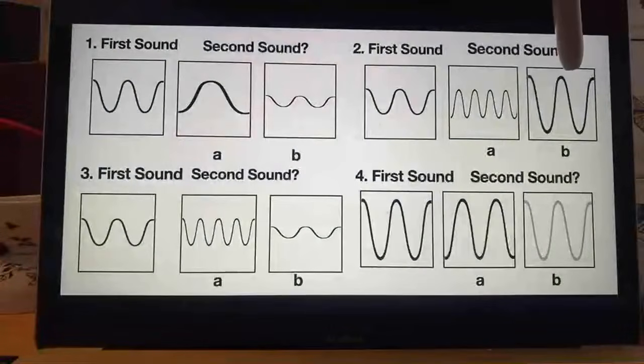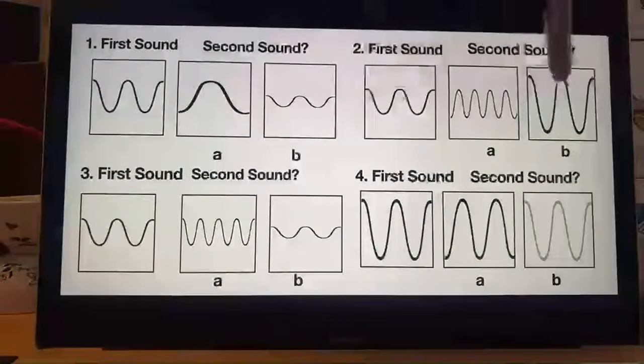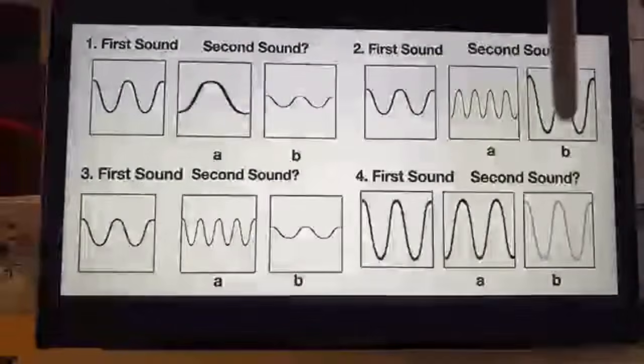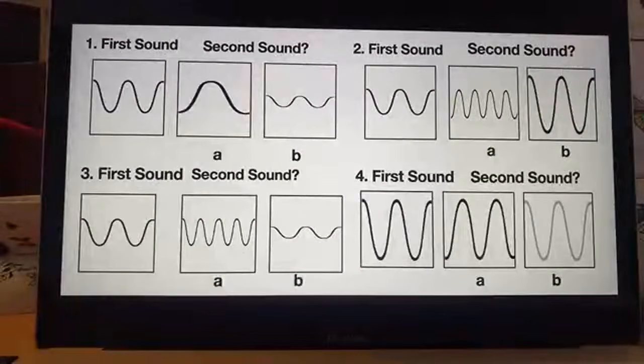It's B, isn't it? So the first sound, again, is 2 hertz, you could say. We'll just imagine the x-axis here. That's 2 waves per second. This one's also 2 waves per second, so it's the same note. It's vibrating the same amount of times. It's the same pitch. But this one, the amplitude is much bigger because it's louder. Okay. All right, number 3.